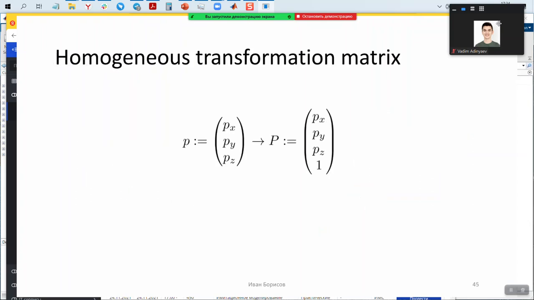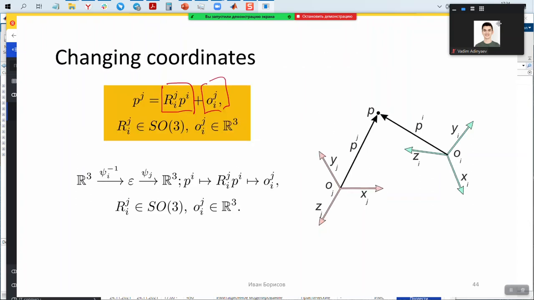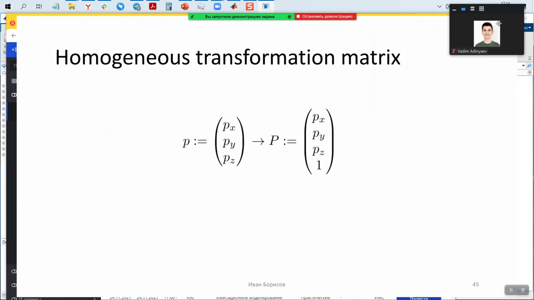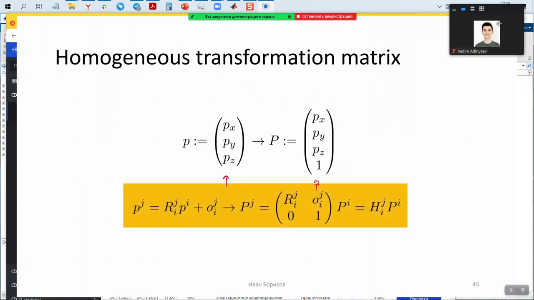And here it's like an equation. It's not a matrix representation. Here we have just x, y, and z. So P J equals x J, y J, and z J. But in order to use matrix representation, we need to go from three components to four components.